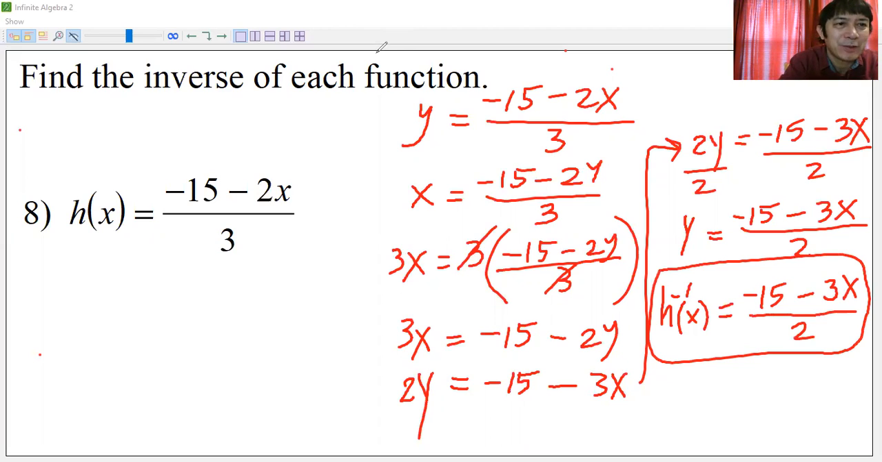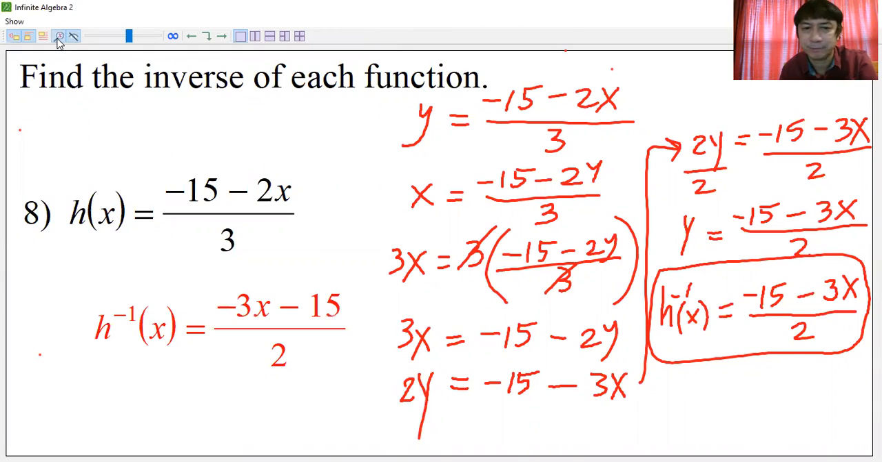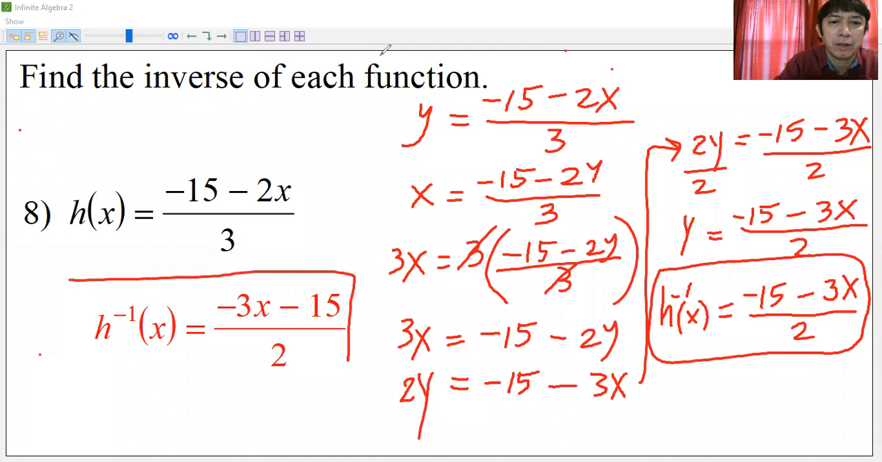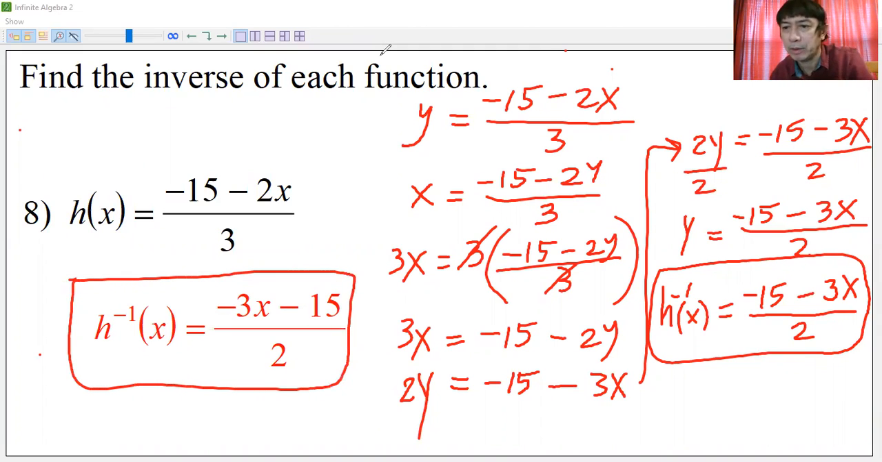All right, so we can now verify it. That's negative 3x minus 15 over 2. Same thing. You can use the commutative property, and that will be numerically equal. Remember, negative 15 minus 3x is the same as negative 3x minus 15. So that's numerically equal. That's the answer.